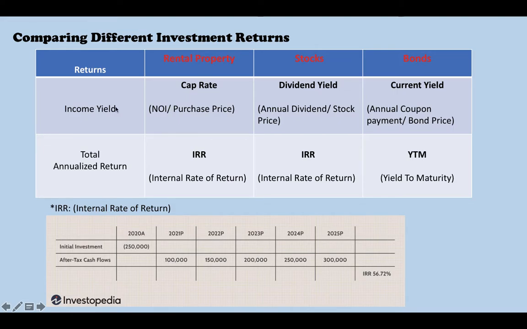So when you compare these three different investment assets and their income-producing capability, you compare the cap rate to the dividend yield to the current yield. If the rental property has a cap rate of 5%, the dividend stock has a dividend yield of 6%, and the bond has a current yield of 3%, you would consider the stock to have the better dividend income.